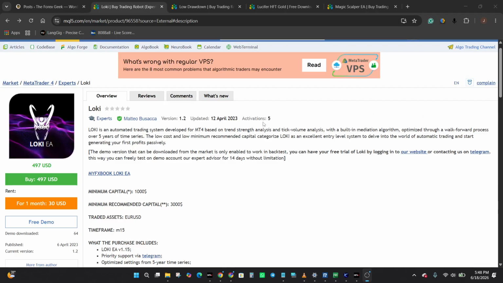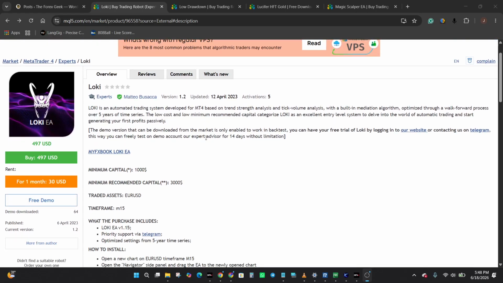In this review, I am taking a look at Loki EA, an automated trading system developed for MT4. Right away on the MQL5 Marketplace page, we can see that this is an MT4 only expert advisor created by Matteo Busacca. The current listed price is 497 US dollars, and there is also a rental option available for 30 US dollars per month. The version shown here is 1.2 with the latest updates listed as April 12th, 2023.